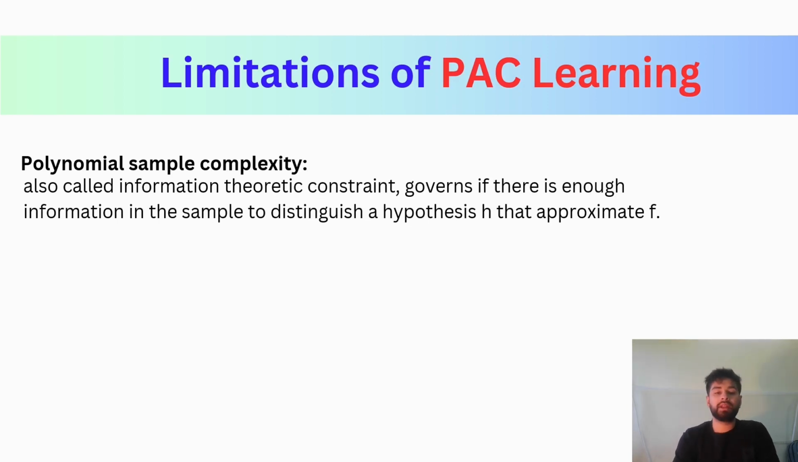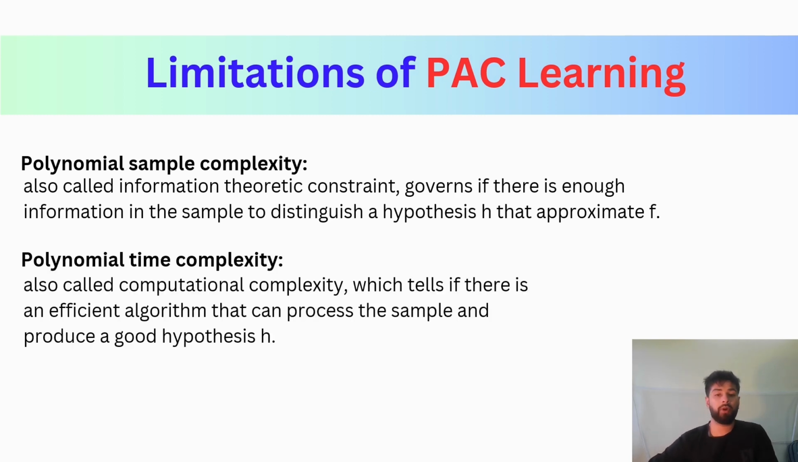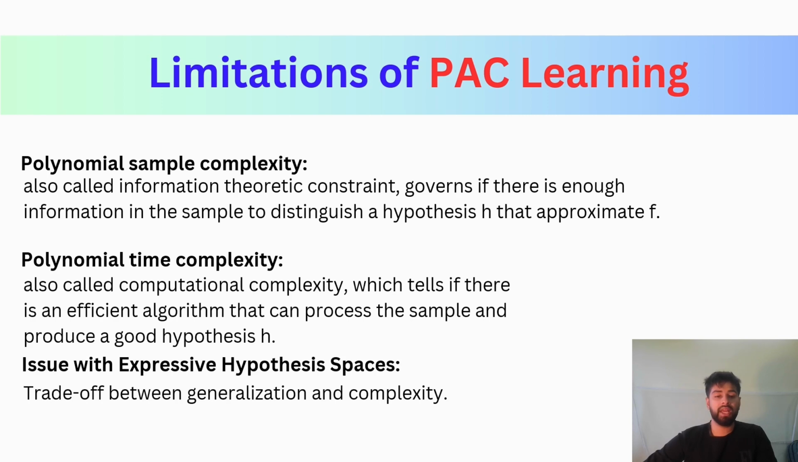So, while PAC learning is a useful framework, it has limitations. First, the polynomial space complexity requirement ensures that we have enough training data, but sometimes obtaining large data sets is difficult. Secondly, the polynomial time complexity condition ensures that an efficient algorithm exists, but some problems are computationally hard. Finally, there is a trade-off in choosing the size of the hypothesis space. Too small, and we lose expressive power. Too large, and we risk overfitting.